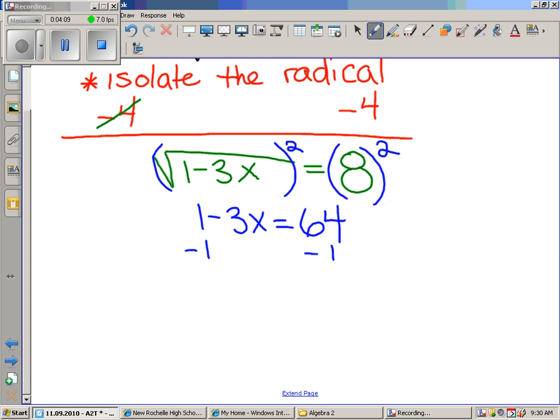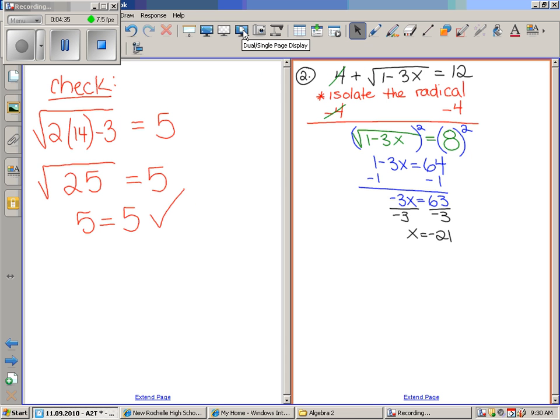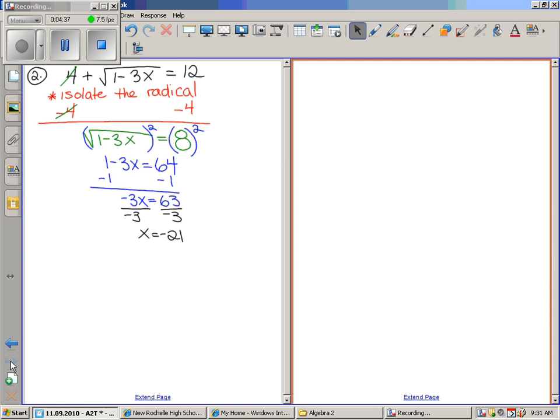Subtract 1, subtract 1. Negative 3x equals 63. Yep. Divide by negative 3. X equals negative 21. Always, always, always, what do we have to do when we solve radical equations? We always have to check. Please don't forget to do that. So over here, we're going to include our check.